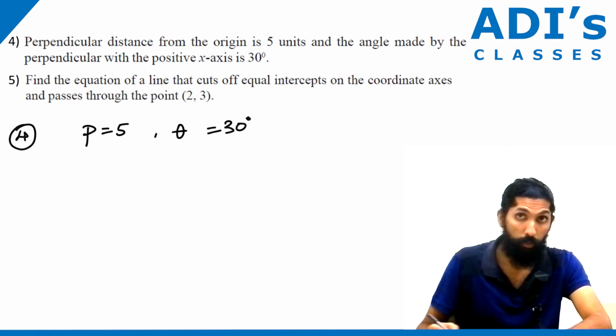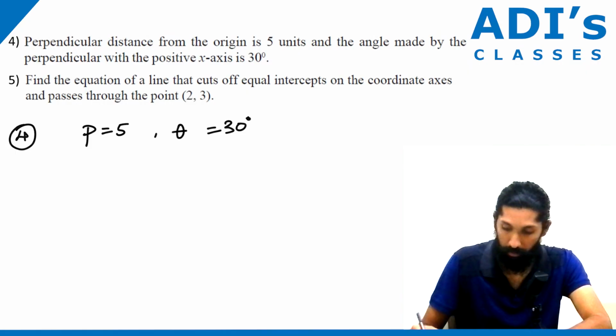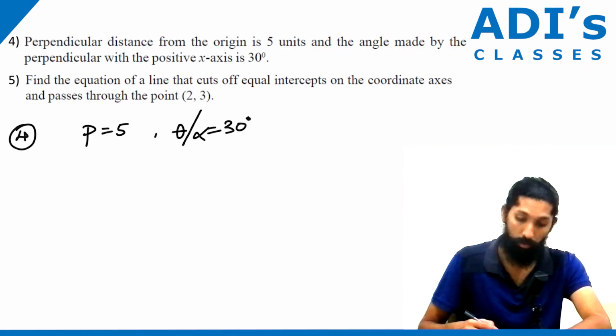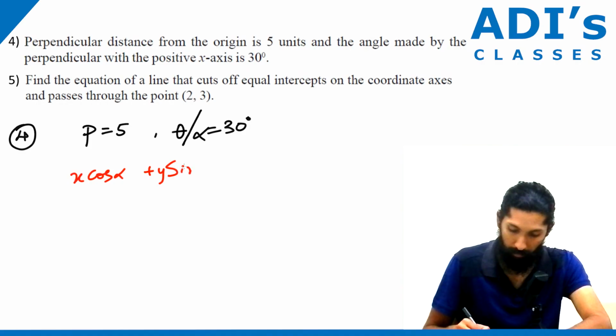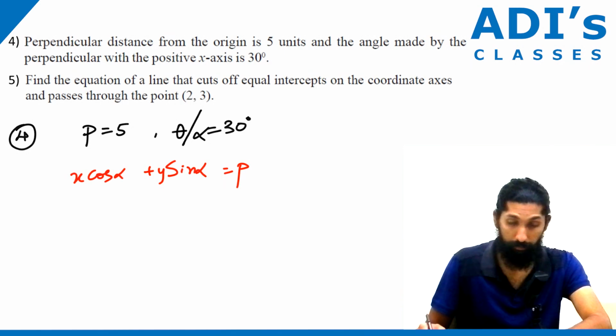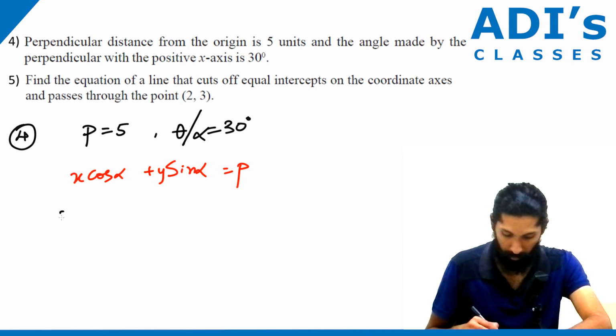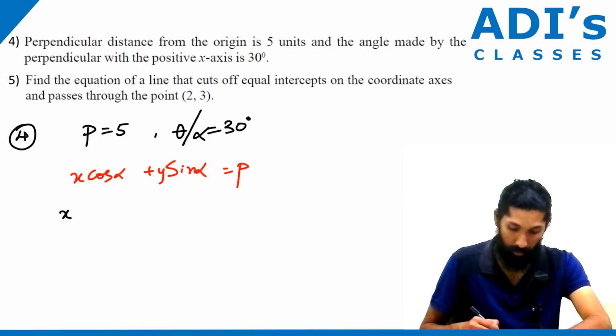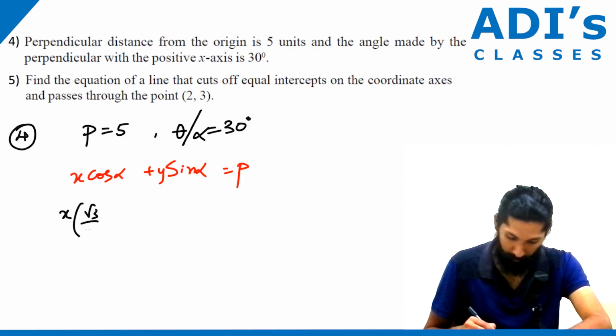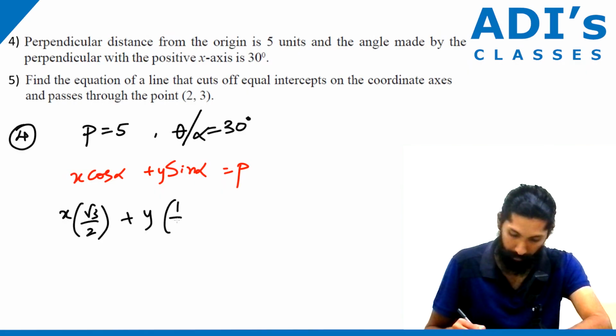Now what was the equation? Theta, or in the sense alpha, you can take it. I think we have done it as alpha. So theta or alpha, you can take however you want. Now the formula is going to be x cos alpha plus y sin alpha is equal to p, correct? x into cos 30. Cos 30 is how much? Root 3 by 2. So x into root 3 by 2 plus y into 1 by 2 is equal to 5.